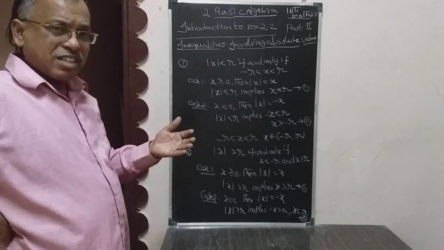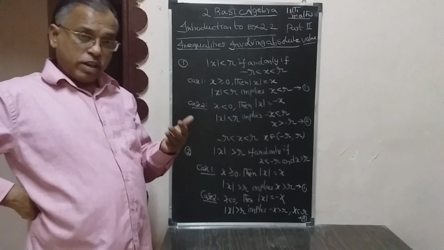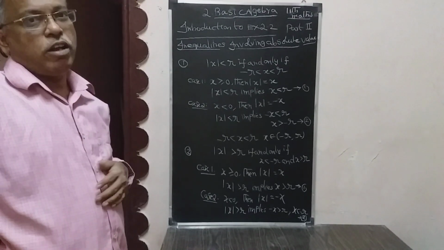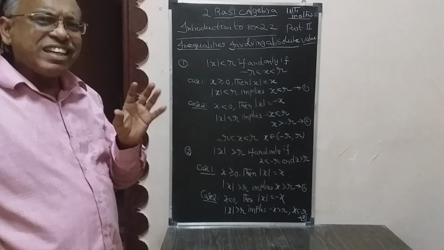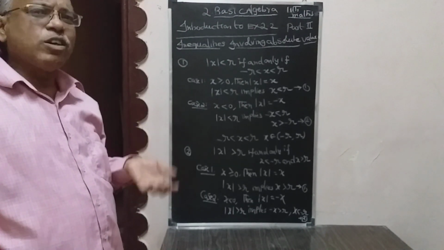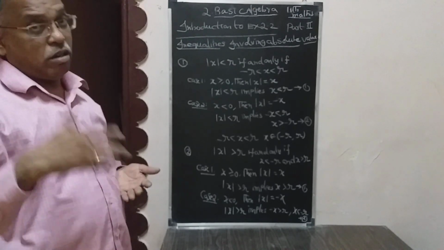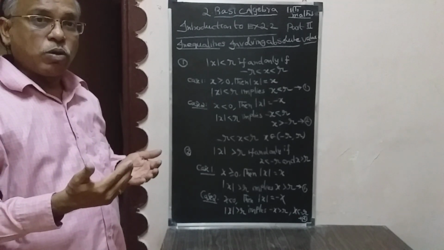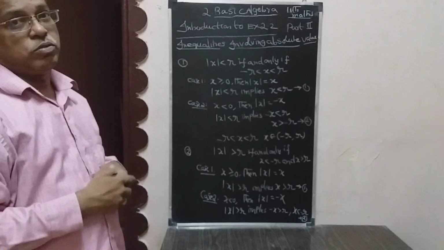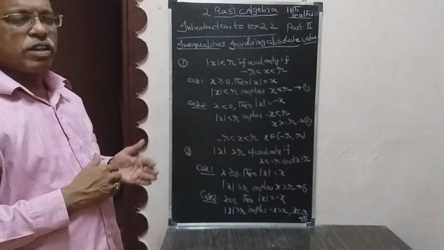Mod x less than some value, or mod x greater than some value, or mod x less than or equal to some value, or mod x greater than or equal to some value. All these are known as the inequalities. Previously you studied about the equal sign, but here inequality means less than, greater than, less than or equal to, greater than or equal to. So like that 4 different cases might be there. Now we will discuss those 4 cases.